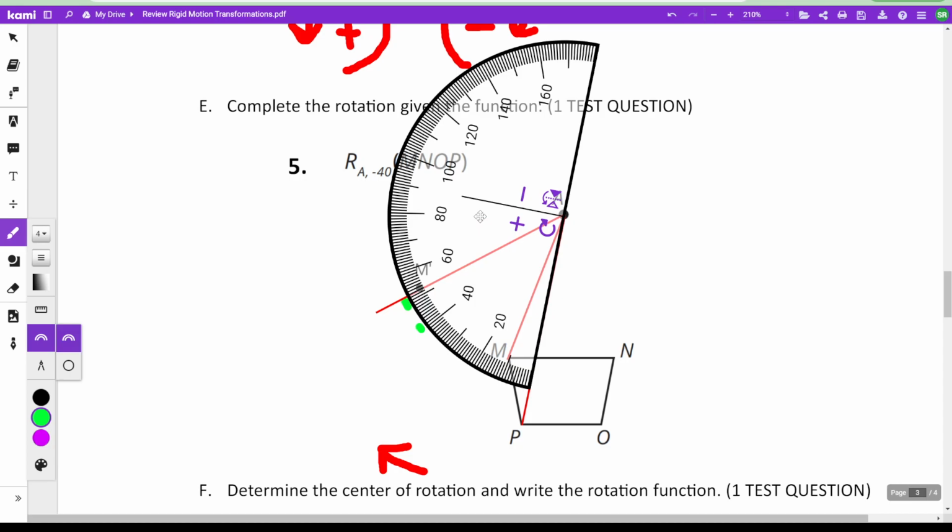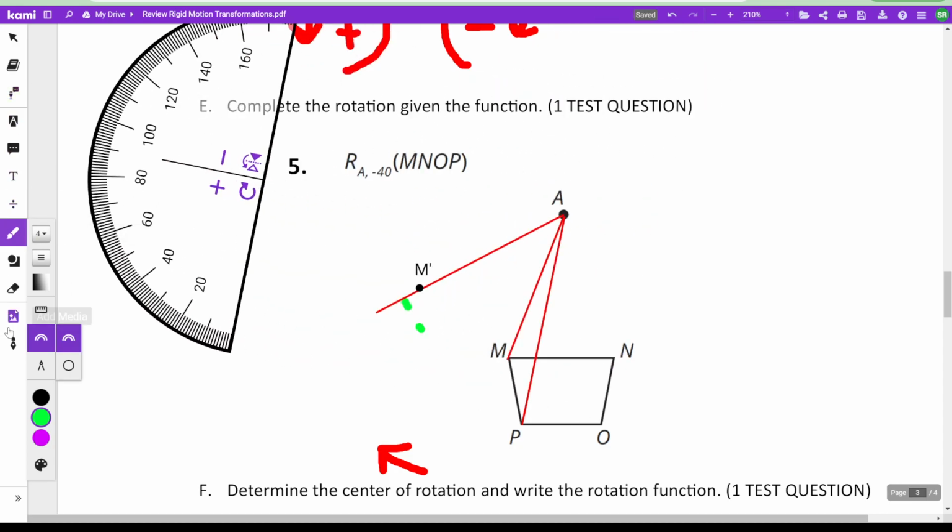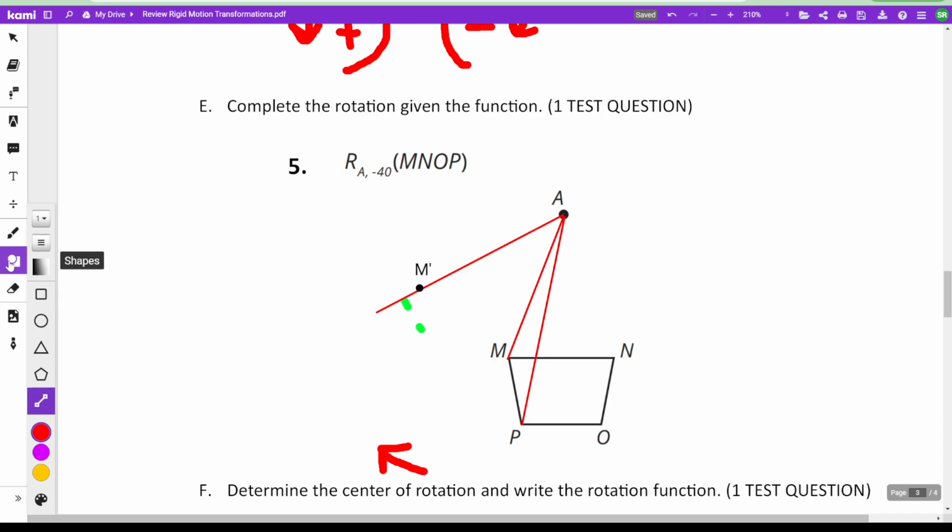I'm going to mark off 40 degrees. I'm going to draw a line to that from my center of rotation. Notice how all my lines are going back to the center of rotation. You should have no lines that are going from, say, M to N. That wouldn't make any sense. Or M to over here.